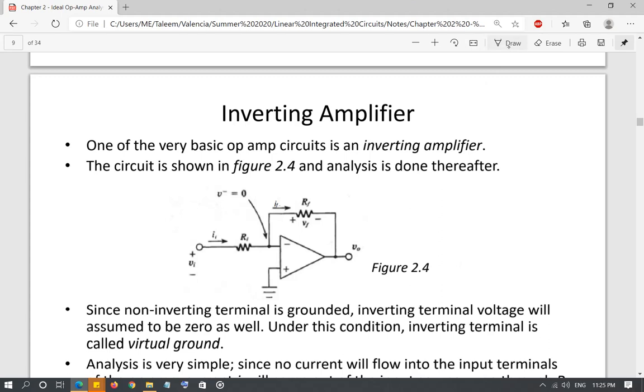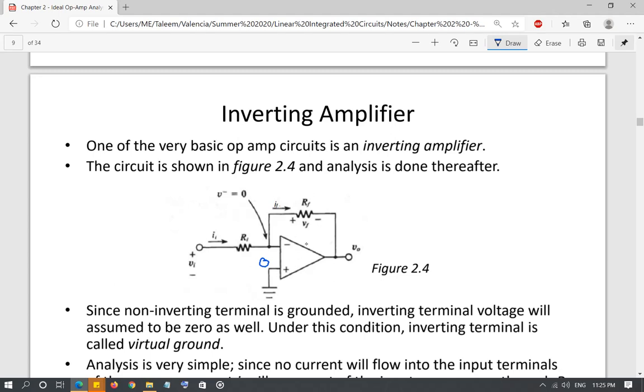Very simple. The analysis is given here, of course, but let me tell you. As we discussed, the positive input, or the non-inverting input, is grounded, so you have 0 volts over here. And since the inverting input and non-inverting input have the same voltage, that means you have 0 volts over here as well, as you can see. This is called virtual ground. It is not physical ground because it's not connected physically to the ground, but it has 0 volts based on the condition that V positive is equal to V negative, so it's called virtual ground.